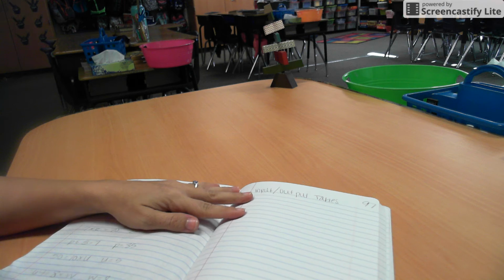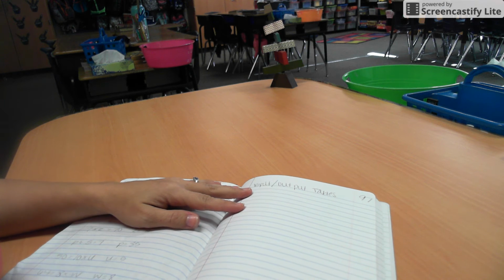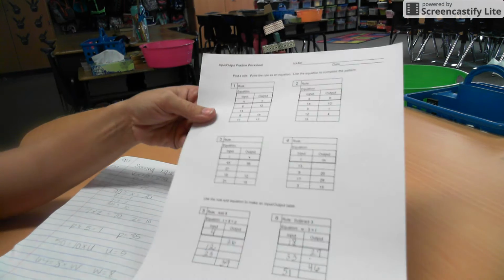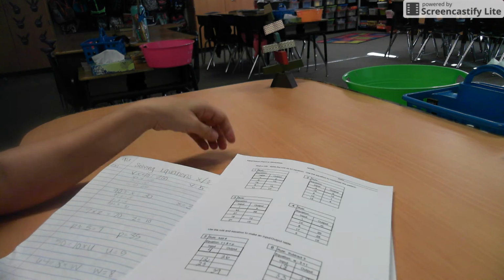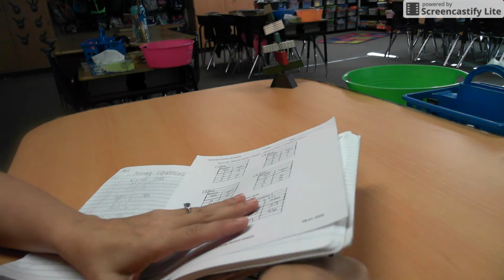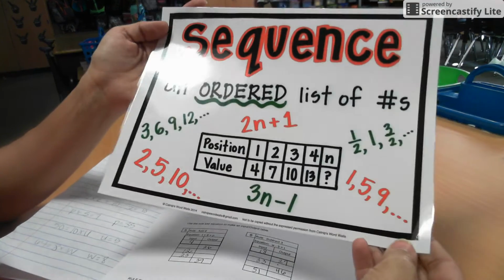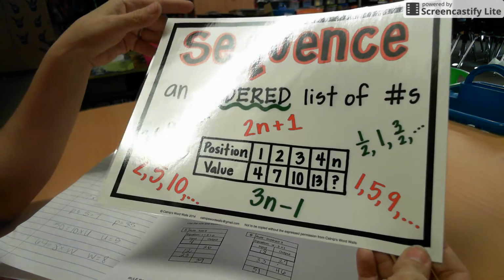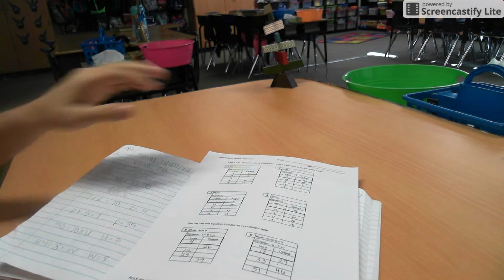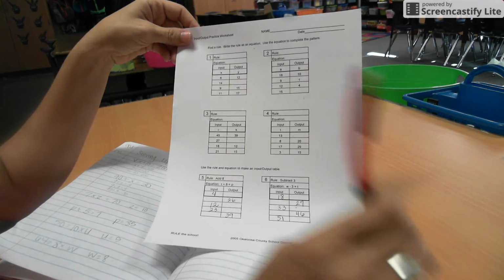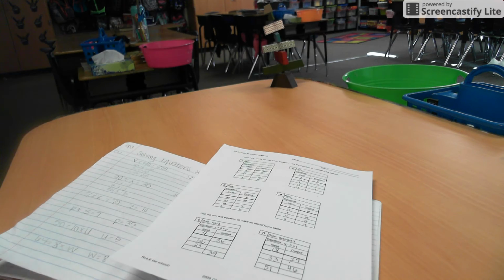All right, so now you're going to need to come get one of these sheets from me, because we're going to work together on the sequences, or the order of numbers, in our input-output tables. So get this paper from the front table and let's go through a couple.